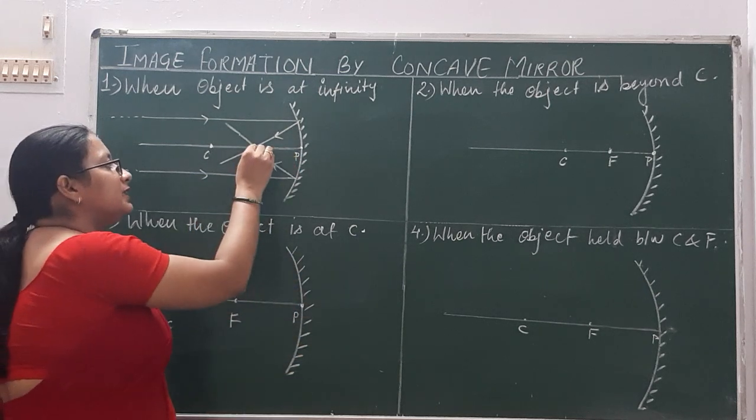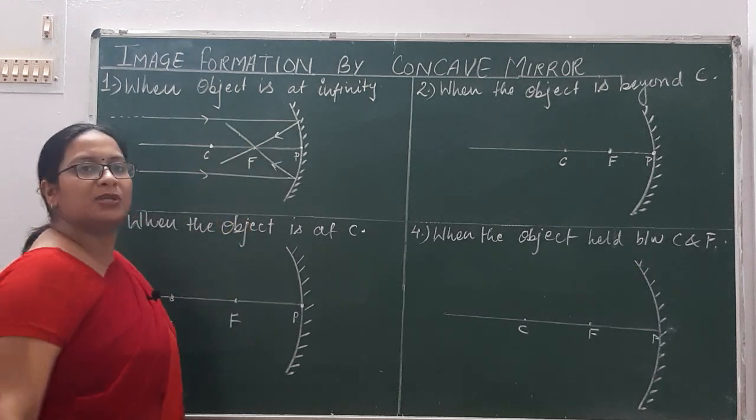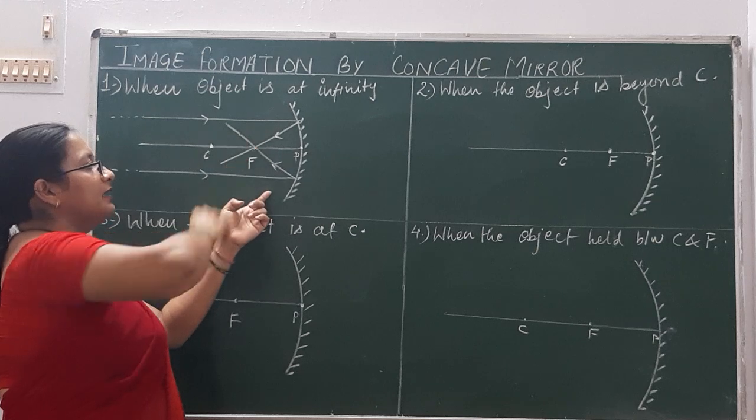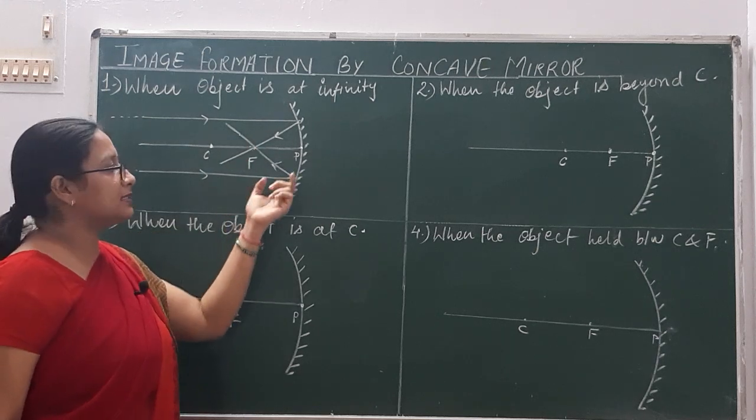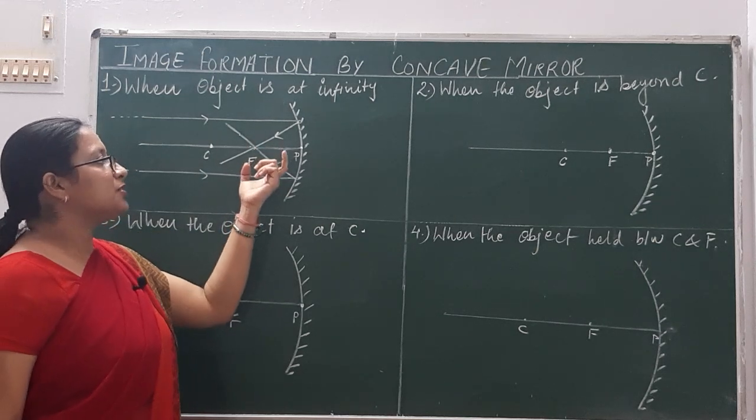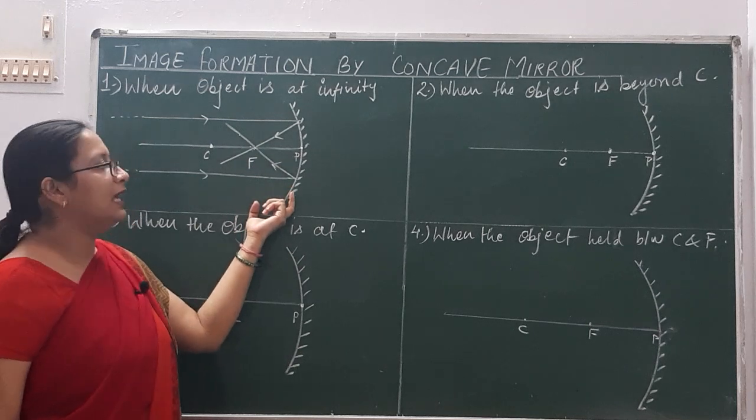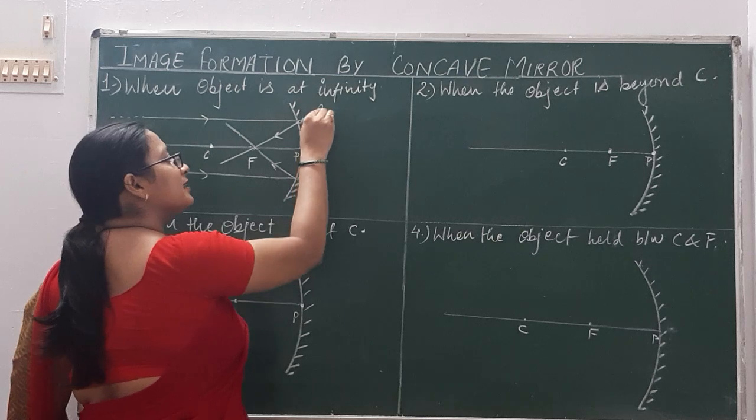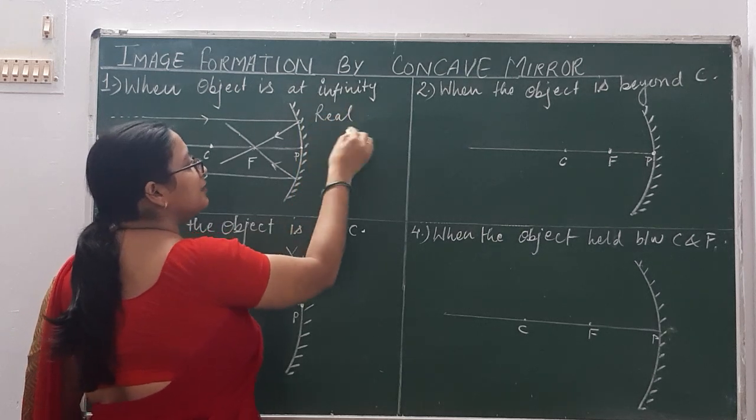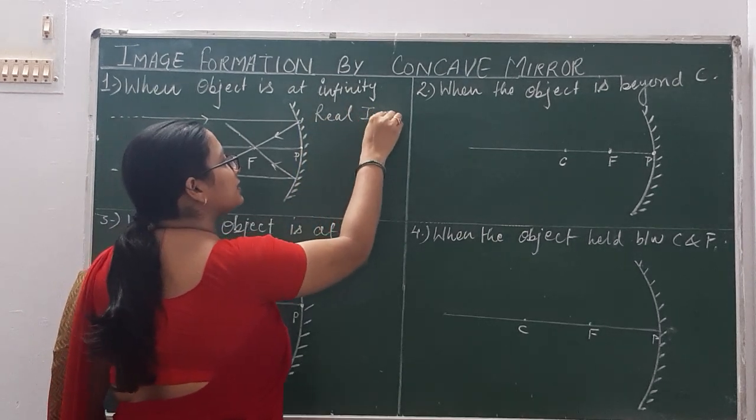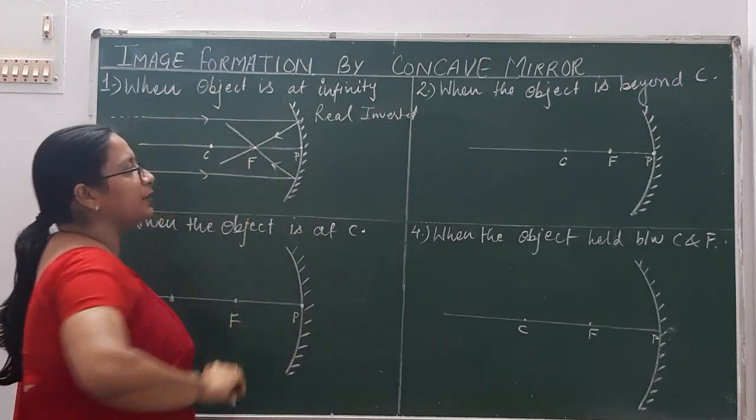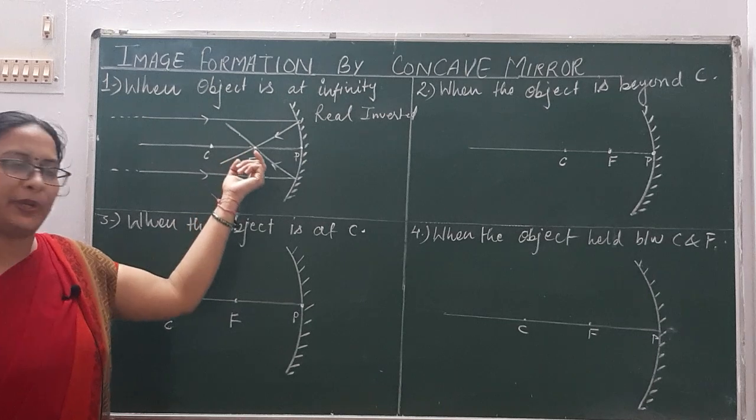So children, here at the point of intersection image will form, and in this case, because these two rays intersect in a real situation, not imaginary, the nature of image will be real, and real images are always inverted. Okay children, and the size of image, here you can see the size of image is point size.